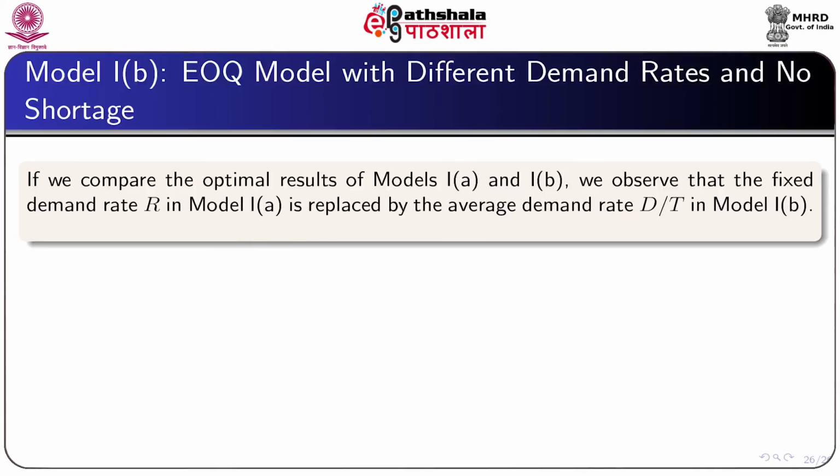In this module, we have discussed the basics of inventory theory, specifically reasons for carrying inventory, costs associated with inventories, and economic order quantity. We have also developed two economic order quantity models. In the first model, we consider the demand rate which is known and constant. In the second model, we have considered the demand rate varies from cycle to cycle. And finally, we compare the optimal results in these two models.